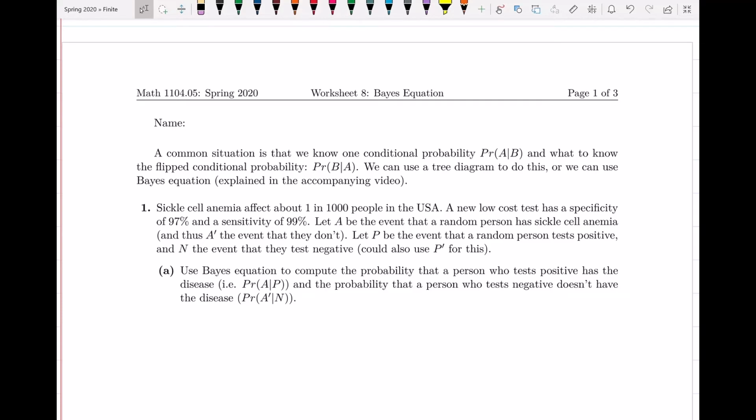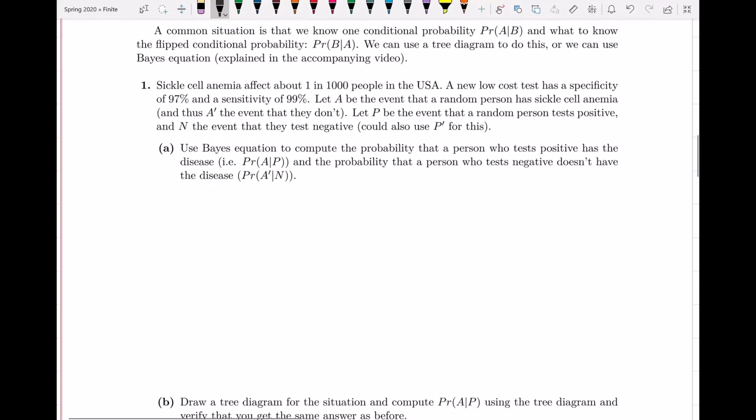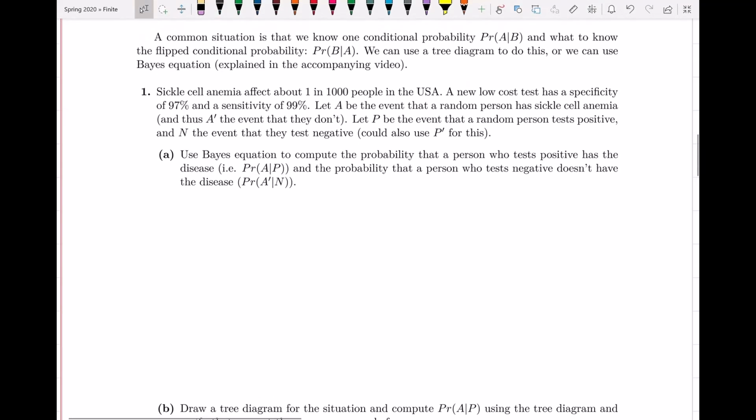All right. Hi guys. Now let's move on to using Bayes' equation to compute some probabilities. All right. So this is the second part of worksheet 8. I'll put my name on. I don't know why I feel like I need to do that. Whatever. Okay. So we're flipping conditional probabilities.